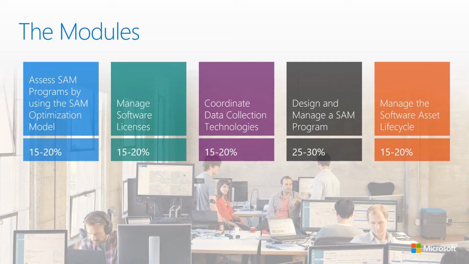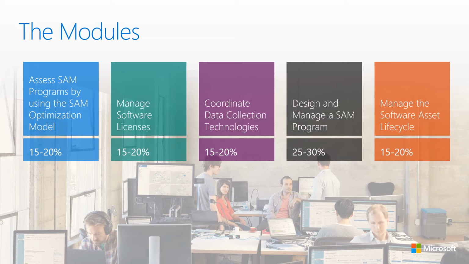Well, the first module covers understanding what the SAM optimization model, or SOM, is, and how it's used to assess an organisation's SAM maturity. This is a really good first module since the SOM is referred to in all of the other modules. Module 2 is entitled Manage Software Licenses. We'll start this in a moment, and it's going to take us through the main activities of a SAM baseline review. So that's collecting inventory and license entitlement information and performing a reconciliation.